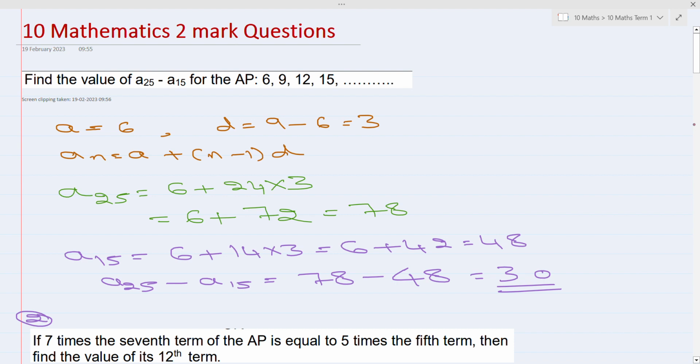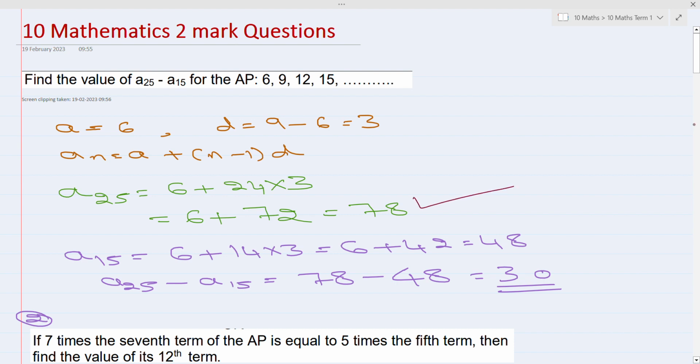So we can see that the first term A is 6, and D is 9 minus 6, which is 3. D is A2 minus A1 or A3 minus A2, in that way 9 minus 6 is 3. So the nth term AN is equal to A plus (N minus 1) into D. So there you have the 25th term: 6 plus (25 minus 1), 24 times D. So 6 plus 24 times 3 is 72. So the term is 78.